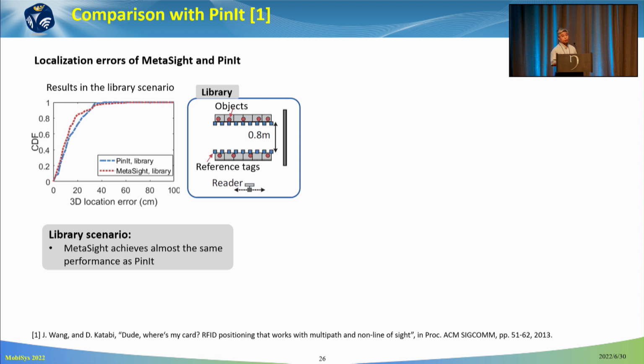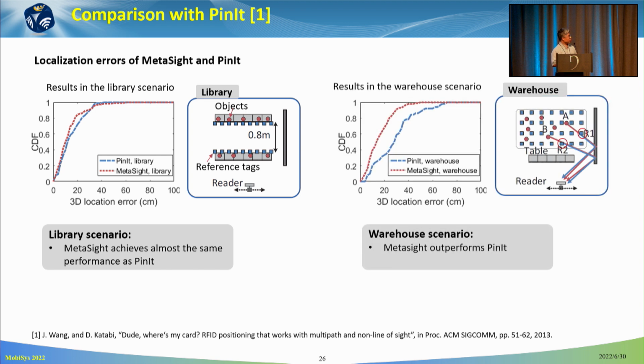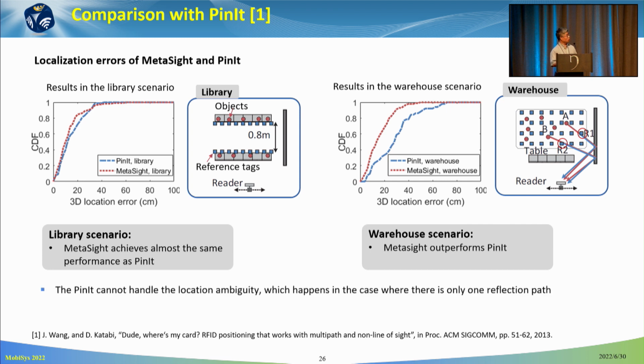We compared our scheme with existing schemes, and for example, we did an experimental comparison with PinIt, and in the library case, we have comparable performance. But in some scenarios, you can see that PinIt will have problems. The problem is because in that environment, we don't have multiple non-line-of-sight paths. So that will cause a location ambiguity problem for PinIt. But MetaSight doesn't rely on that kind of non-line-of-sight path, so we don't have that problem. That's why the performance is much better than PinIt.